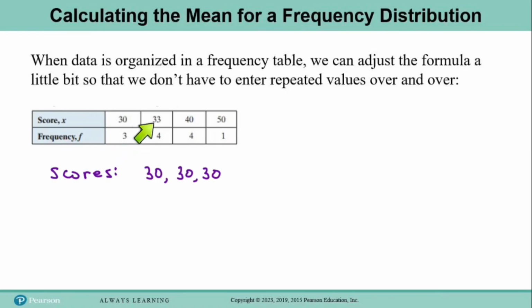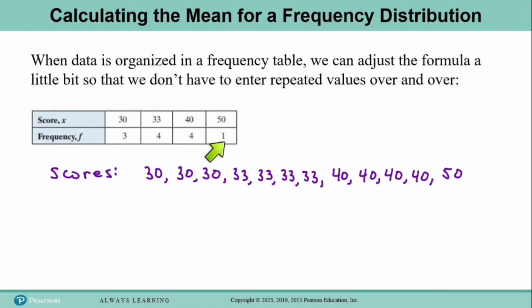And then it says that the number 33 has been repeated 4 times. And then it says that the 40 has also been repeated 4 times. And the 50 is only included in the list 1 time. So here's our original data list. And you can see that this would be 1, 2, 3, 4, 5, 6, 7, 8, 9, 10, 11, 12 separate data values. And if you started entering all 12 of these numbers in your calculator individually, I think it would not be too long before you would say, hey, wait a minute, there is an easier way to do this.